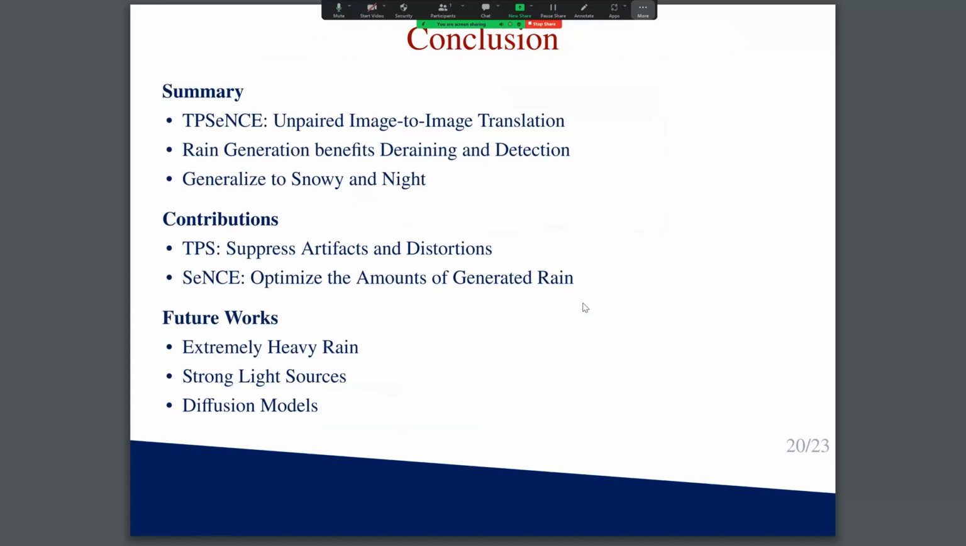For future work, we want to explore extremely heavy rain, which might involve deraining pre-processing and fine-tuning. We also want to incorporate physics-based methods for dealing with strong light sources, and finally try our proposed strategies on the recently popular diffusion models.